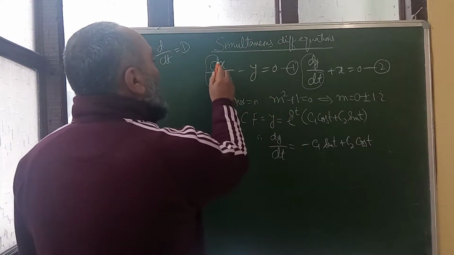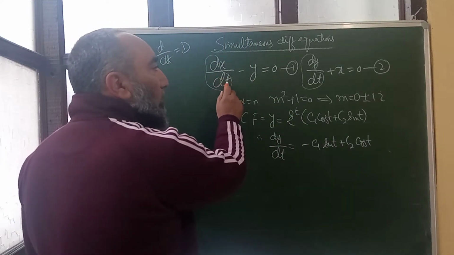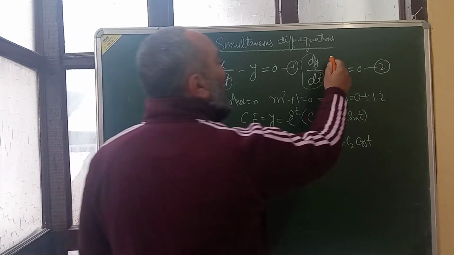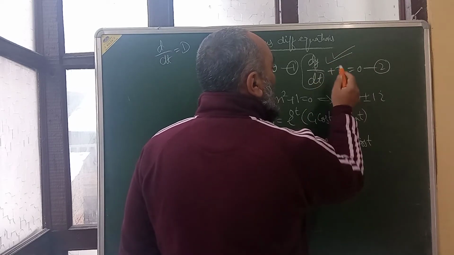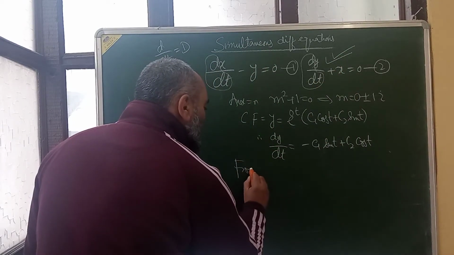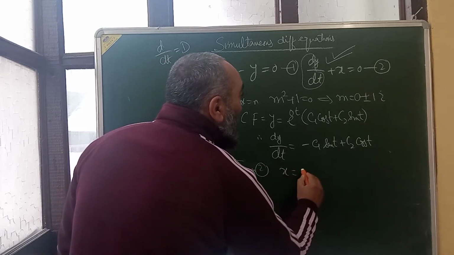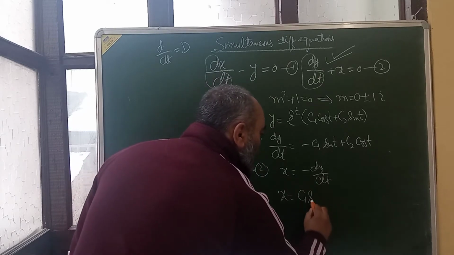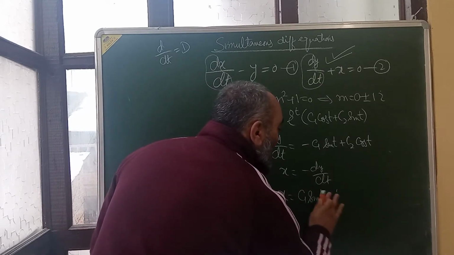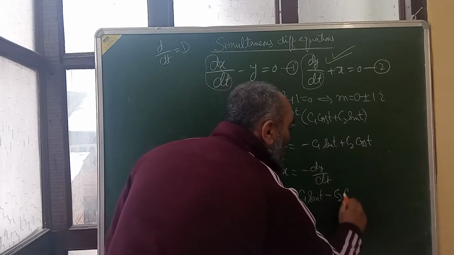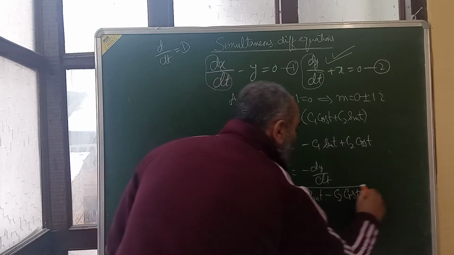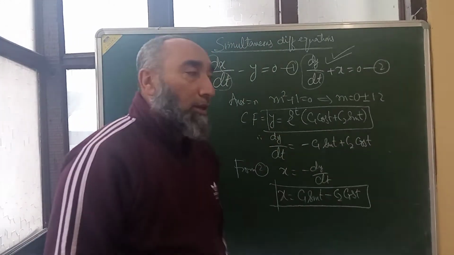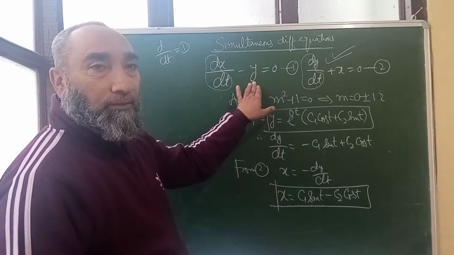Now, you see from 1 or 2, y is given, you want to find x. So it will be better to put dy by dt over here. So from 2, x is equal to minus dy by dt. Therefore, x is equal to c1 sin t minus c2 cos t. This is your x, this is your y. So you have found both x and y. This is the solution of the simultaneous equations.